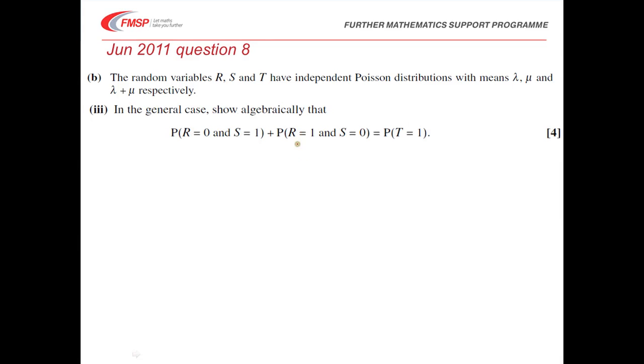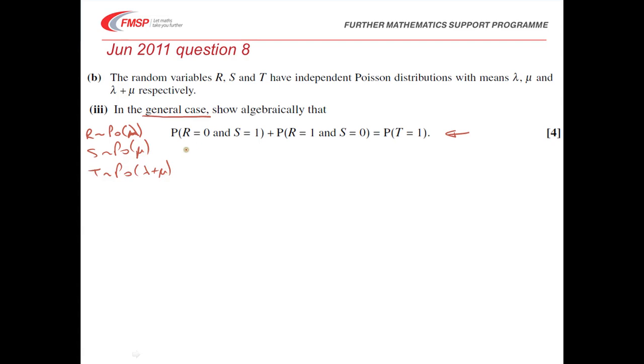So in the general case, what we've got to show is that this statement is true. We've got to show that the probability of R equals 0 and S equals 1, plus the probability of R equals 1 and S equals 0, is exactly the same as the probability of T equals 1. And we've got to do it in the general case. So this time, we don't have our values. R is a Poisson lambda, S is a Poisson mu, and T is a Poisson lambda plus mu.